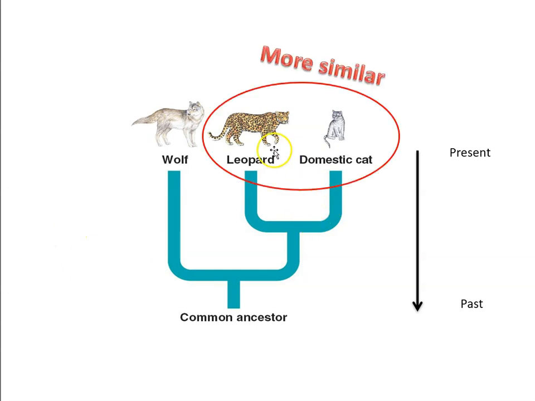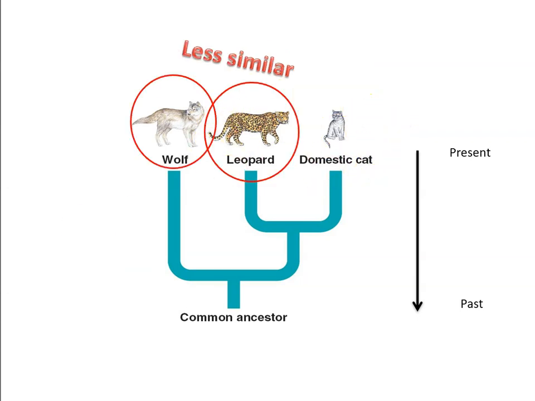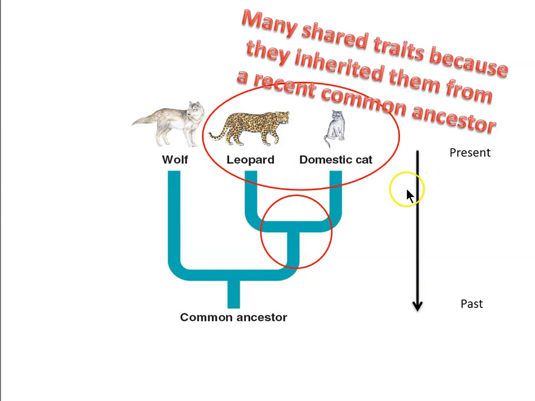Now, it's pretty evident that the leopard and the domestic cat are more similar to each other than either is to the wolf. So Darwin wants to try to explain this. Why is it that the leopard and the domestic cat share more characteristics than either do with the wolf? Well, here's Darwin's move. The leopard and the domestic cat are more similar. They share more traits because they inherited them from a recent common ancestor. And because the ancestor was recent, there hasn't been much time for differences to evolve in the separate lineages here. That's why they're really similar.